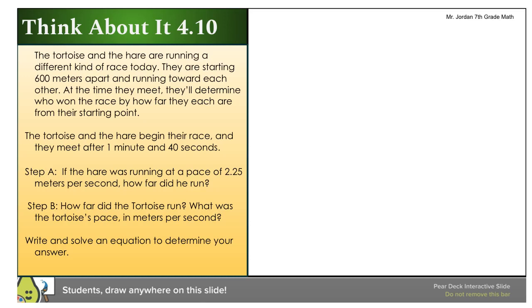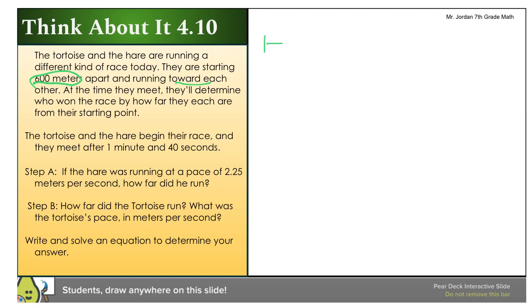Lesson 4.10, think about it. There's a lot of writing, so we just have to go through it carefully. So these word problems. The tortoise and the hare are running a different kind of race today. They're starting 600 meters apart and running toward each other.